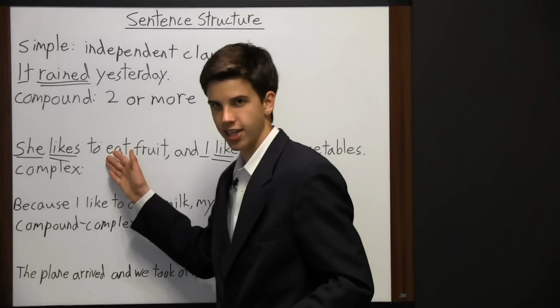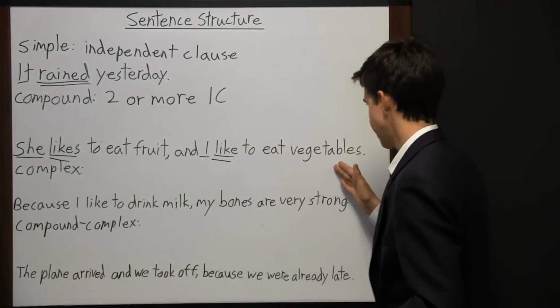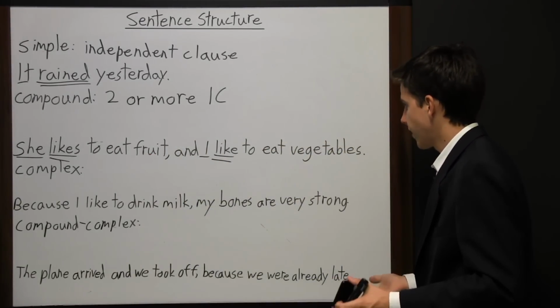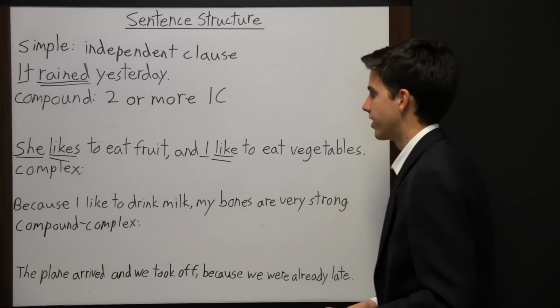So this is an independent sentence because it could be a sentence by itself, and this is an independent sentence because we could just say, I like to eat vegetables, and that's a sentence by itself.